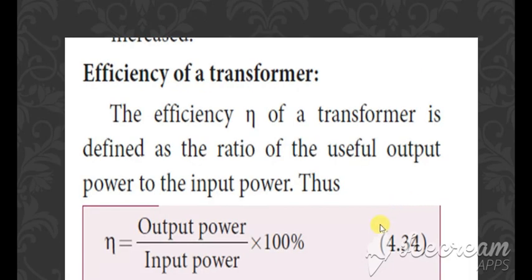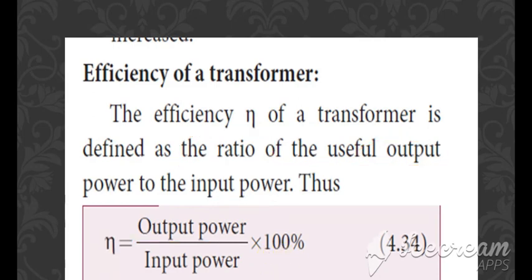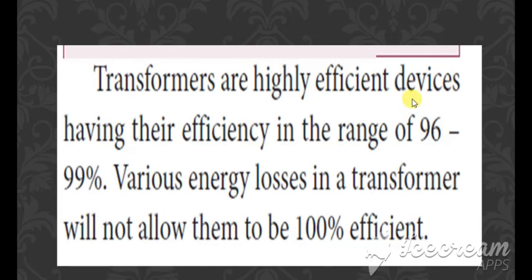Next is the last one. This is the efficiency of a transformer. What is meant by efficiency is that it is given by the output power divided by input power. Okay. So the efficiency of a transformer is defined as the ratio of output power to the input power. So we write eta, which is equal to output power divided by input power into 100%.